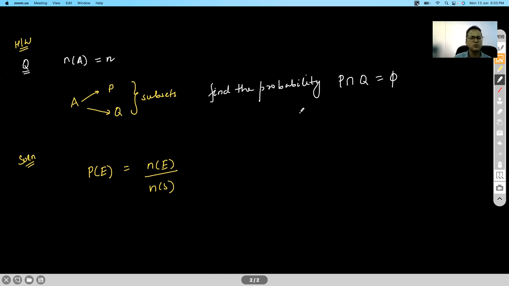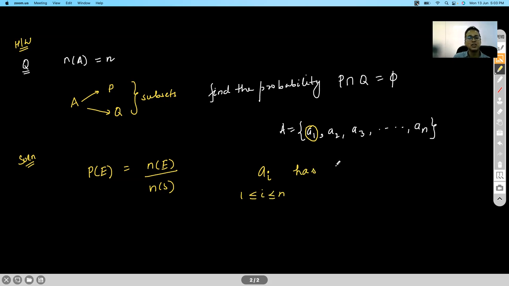Here you have to understand, let's say these are your elements of set A, A1 to AN. How many options will every element have? Let's say I talk about A1. How many options will A1 have? Please understand this. Every element Ai, where i could be anywhere between 1 to n, has the following options.